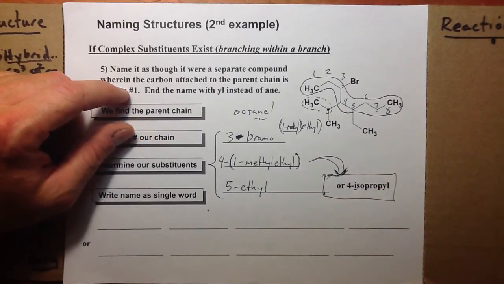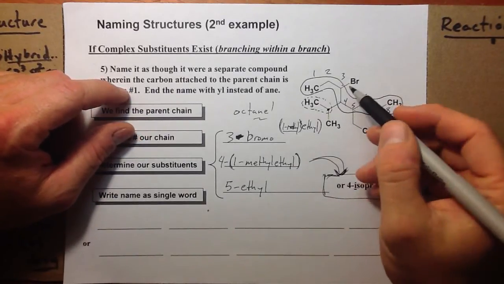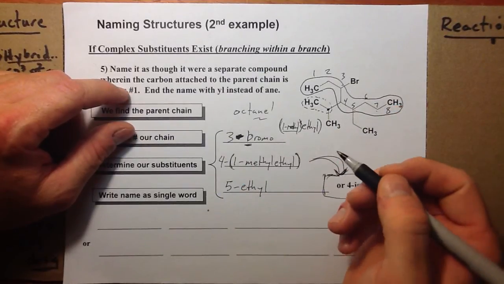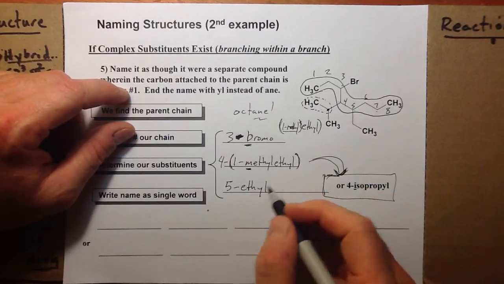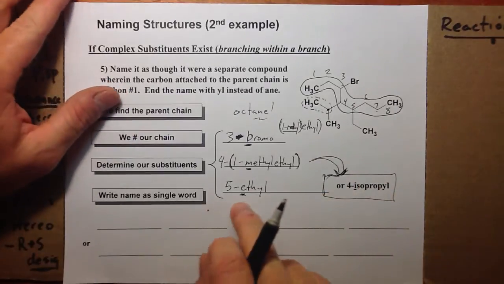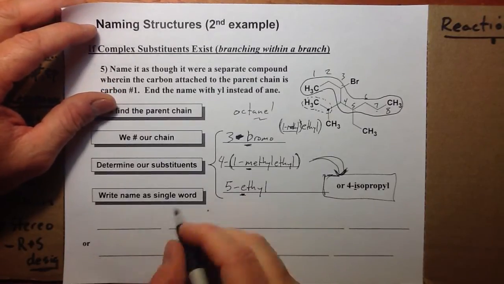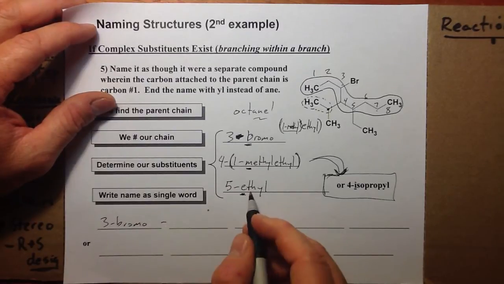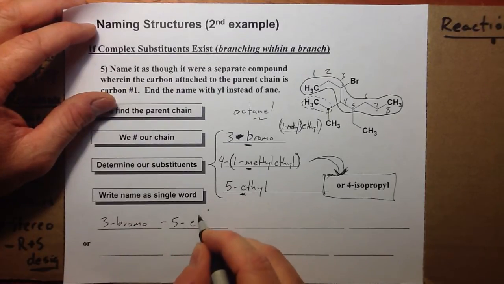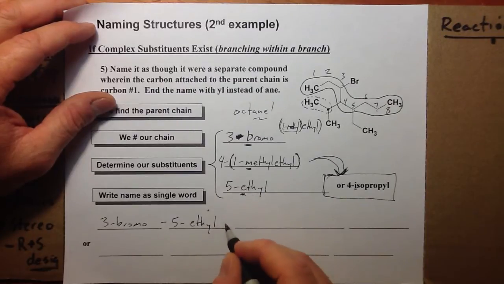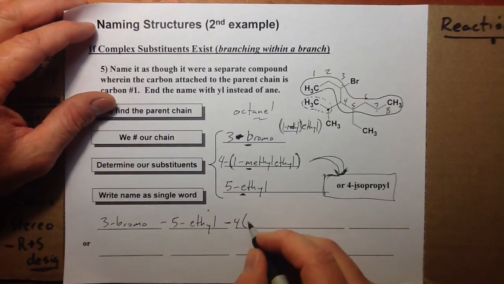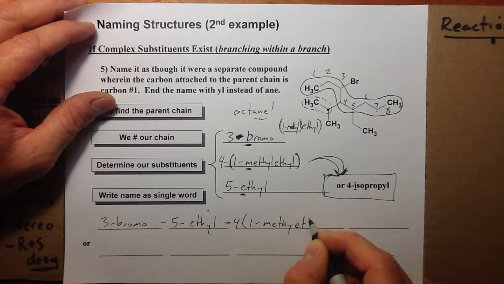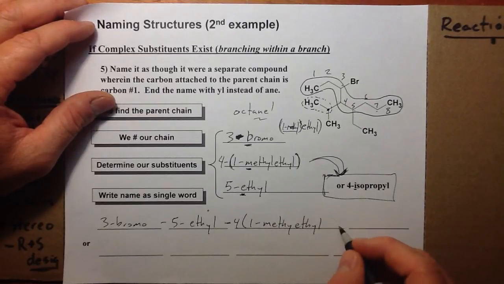Now let's write this as a single word. I'm going to go ahead and consider alphabetic ordering. I have a B in bromo, the M in methylethyl, and E in 5-ethyl. So we can name it 3-bromo, dash, we're going next, 5-ethyl, dash, 4, in brackets, 1-methylethyl, octane.